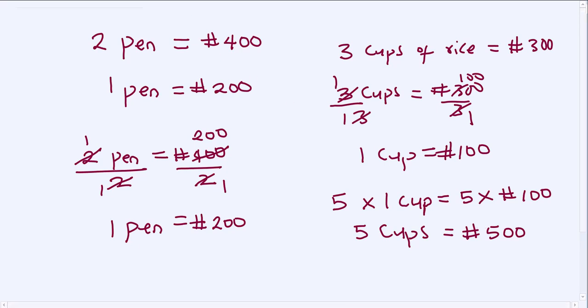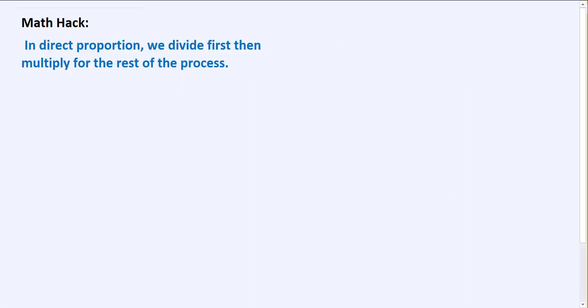So let's go ahead. The math hack here is that in direct proportion, we divide first, then multiply for the rest of the process. So let me say that again. For direct proportion, we'll have to what? Divide first, and then we'll multiply for the rest of the process.